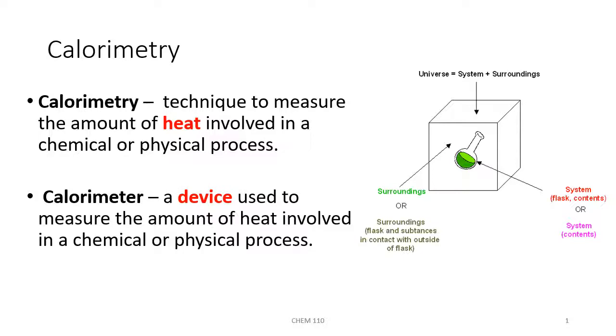Before we start, we have to understand a little bit about the system and the surroundings. When we describe the system, we're usually talking about our chemical reaction, which would be our flasks and our contents inside of them. Our surroundings are everything in direct contact with our flask. And the universe is everything, meaning the system plus the surroundings. When we consider heat transfers, heat will usually transfer from the system to the surroundings or from the surroundings to the system. We can track the heat flow by understanding some of the laws of thermodynamics.